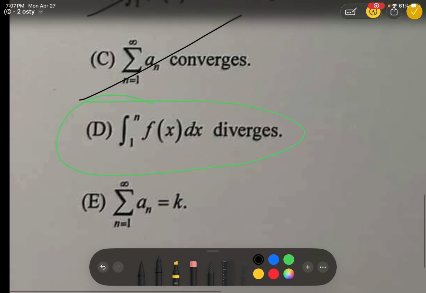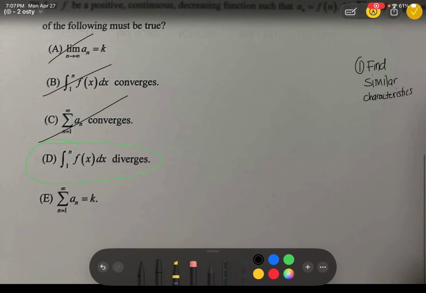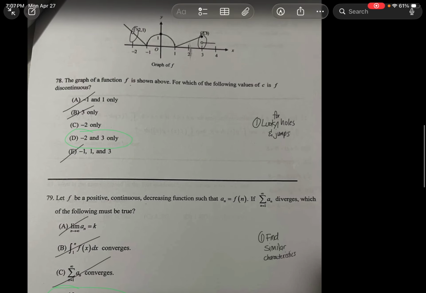And then as n is approaching infinity, it's approaching a number, which means it converges. So this is false. Moving on.